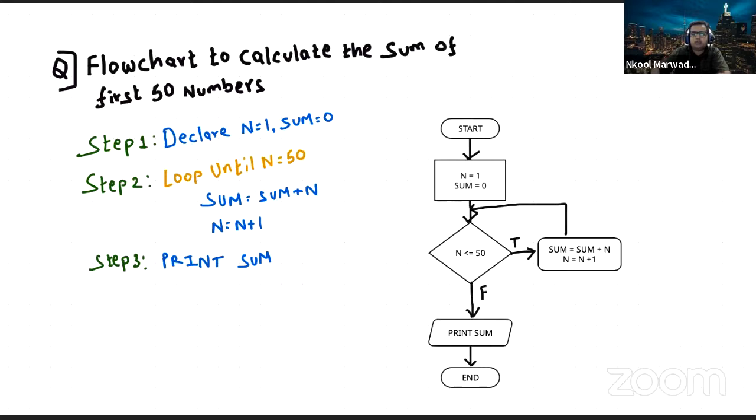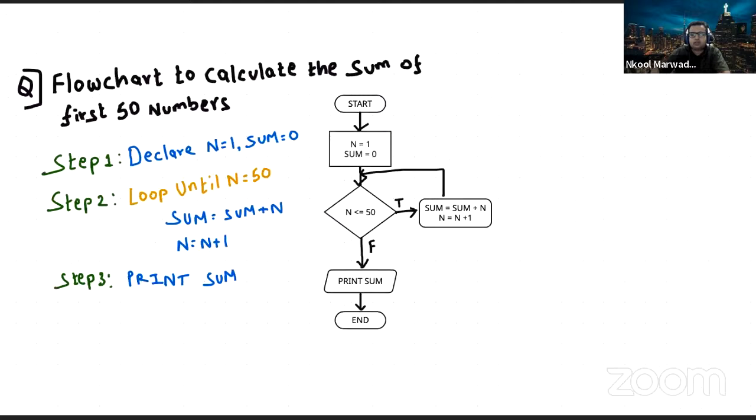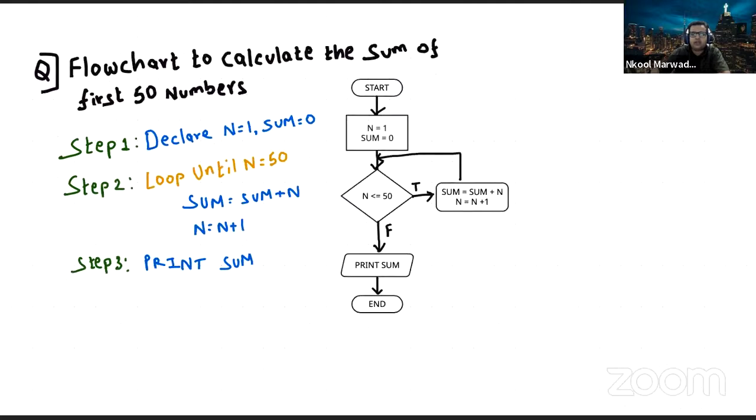So this is the flowchart to print the sum of the first 50 natural numbers. Now let us verify this. Let us verify that it is right.